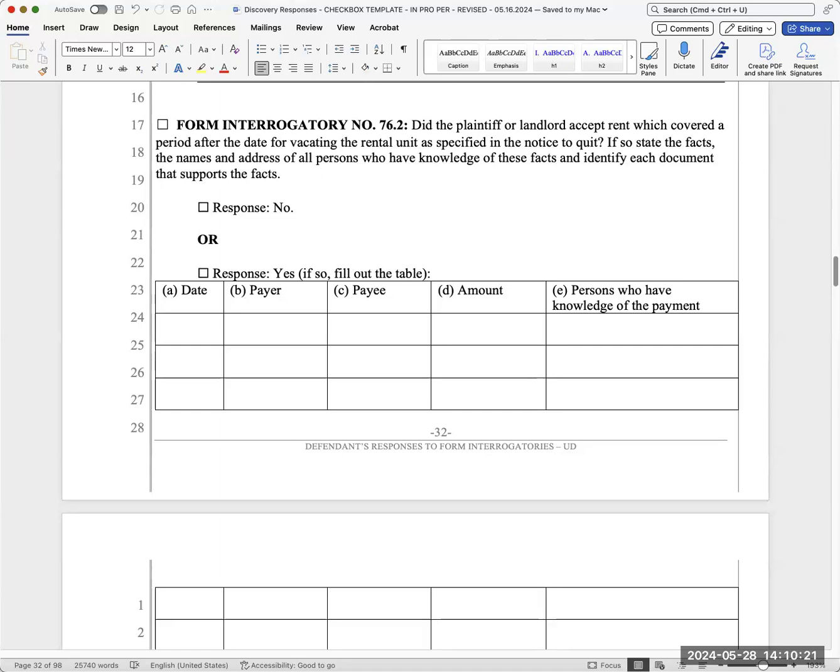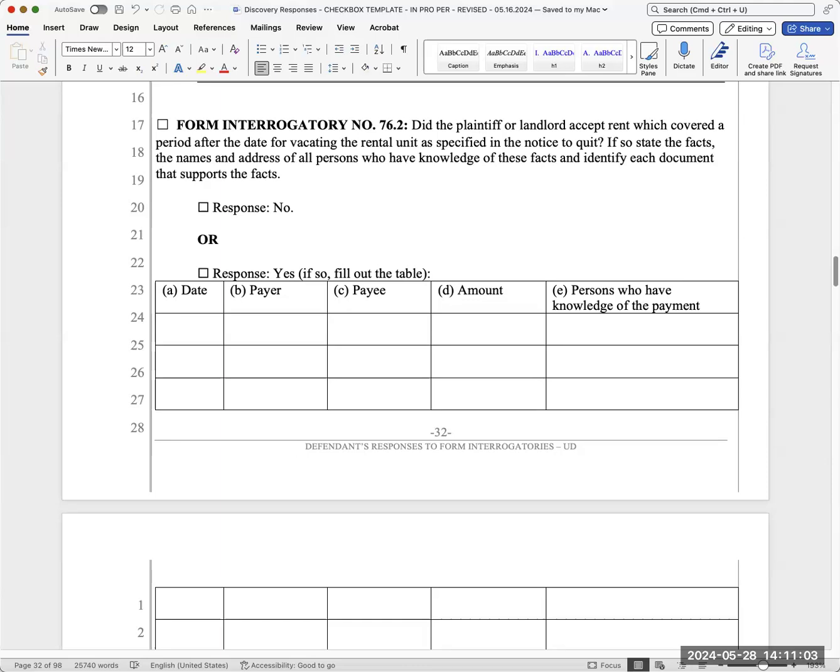The check, like if you gave them a personal check that cleared, they cashed the check and it cleared, and they kept it for a certain period of time. They didn't return it to you, because this is a strong defense in an eviction case where it's a notice to pay rent or quit. Did the landlord accept rent after the notice to quit expired? That's what it means by period after the date for vacating the rental unit, because quit means vacate the rental unit. Okay, so that's what they're saying when they say period after the date for vacating. It means after the notice to quit expired.